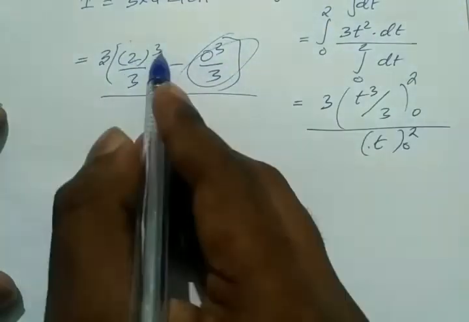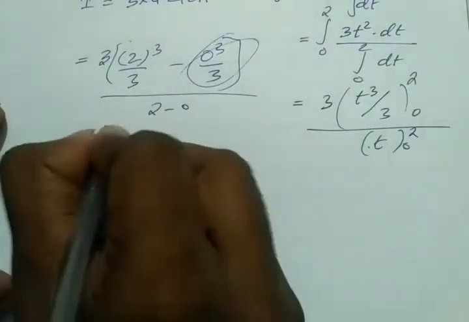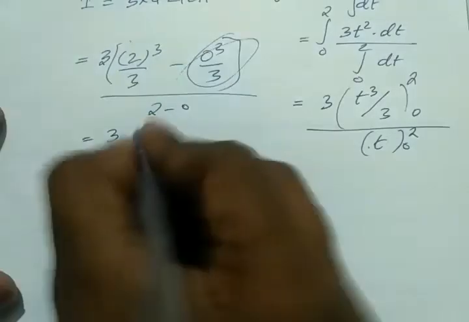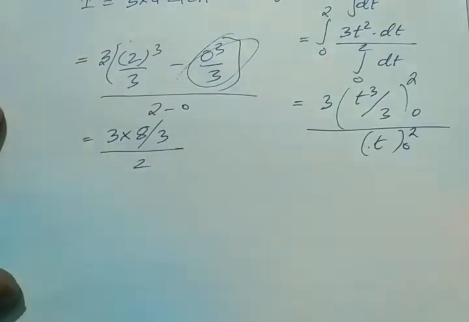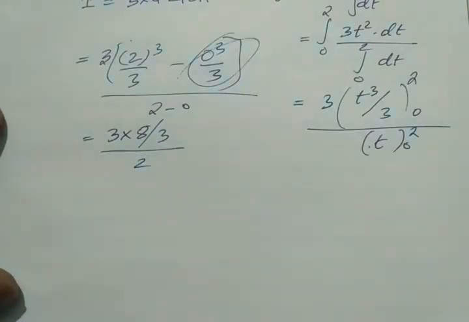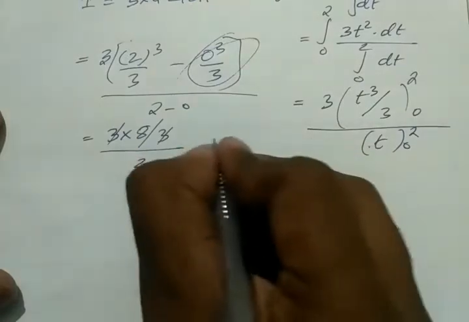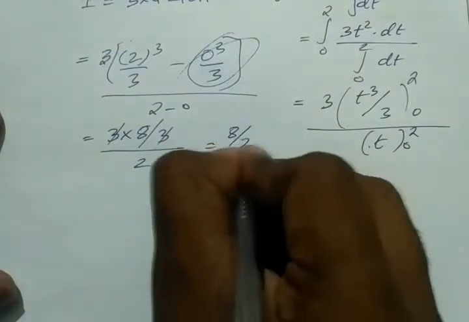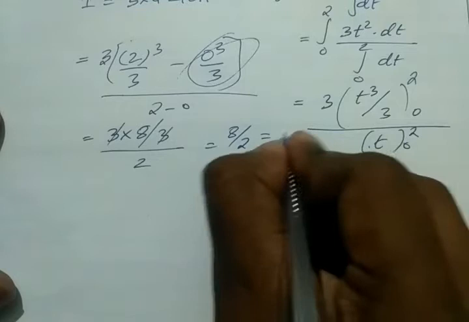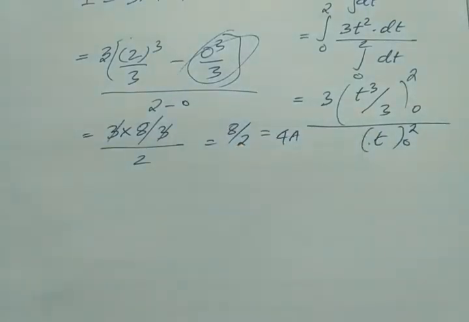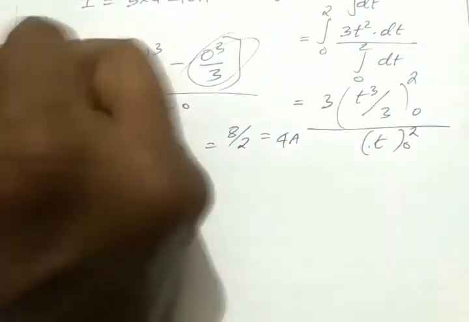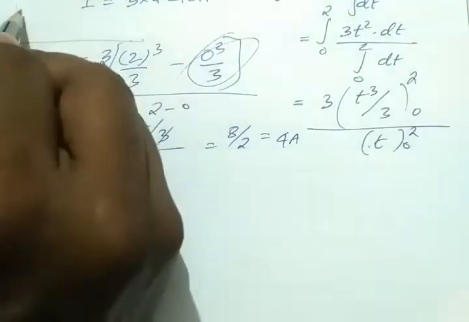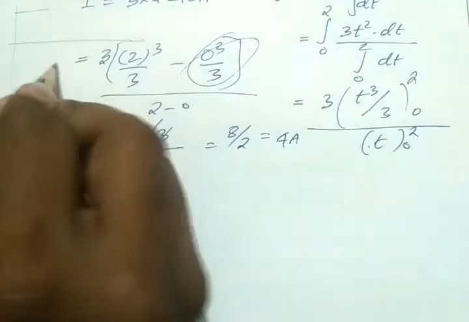Here 2 cube divided by 3, 2 cube will be 8, divided by 3, divided by 2 minus 0. Correct? Then the 3 gets cancelled. Here we have 8 by 2 and the answer will be 4 ampere. So this is the value for average current. If I draw a graph for this, then I have somewhat like this. Initially it will be 4 ampere in positive and another 4 ampere negative.